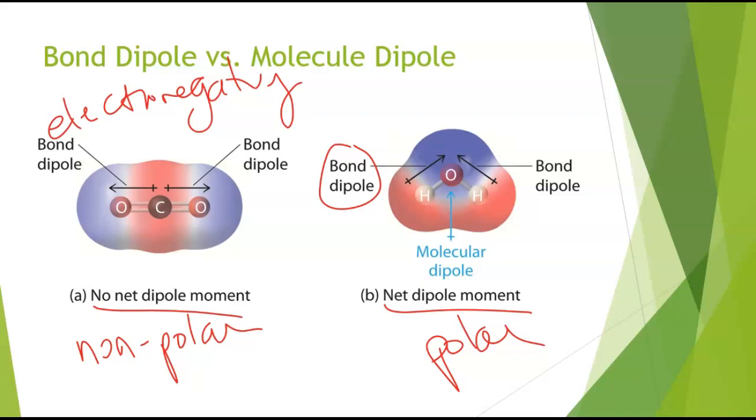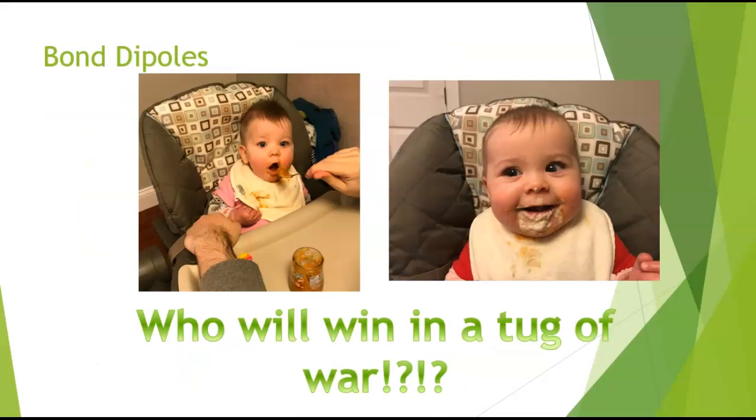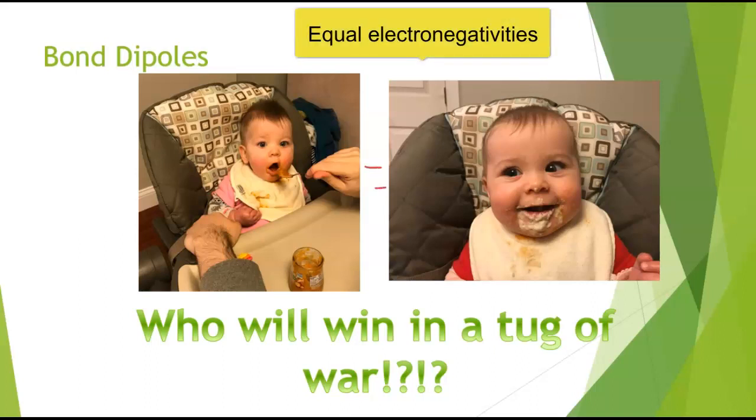I like to think of this as kind of a tug of war, and we can think of a bond dipole that way. If I compare my kids from whenever they were real little, if they were in a tug of war, they would be equal, right? Because they're the same size, so nobody's going to win. It's going to be an equal pull.